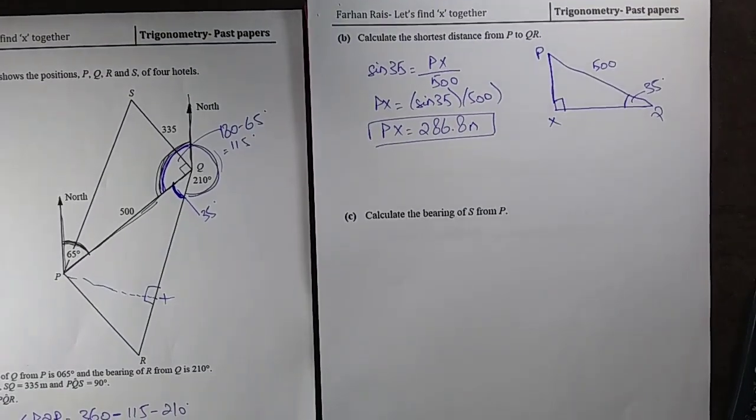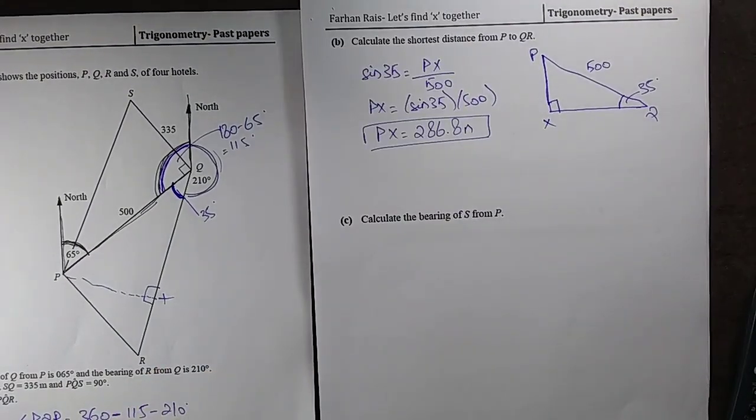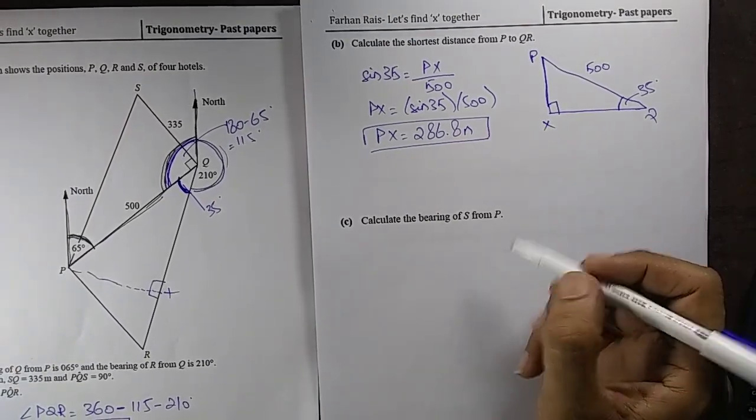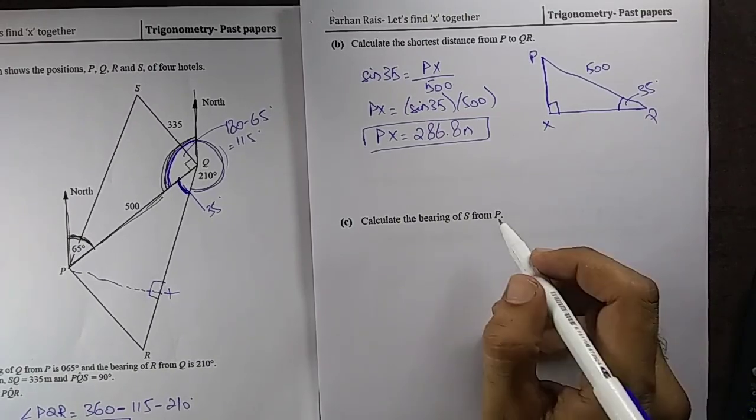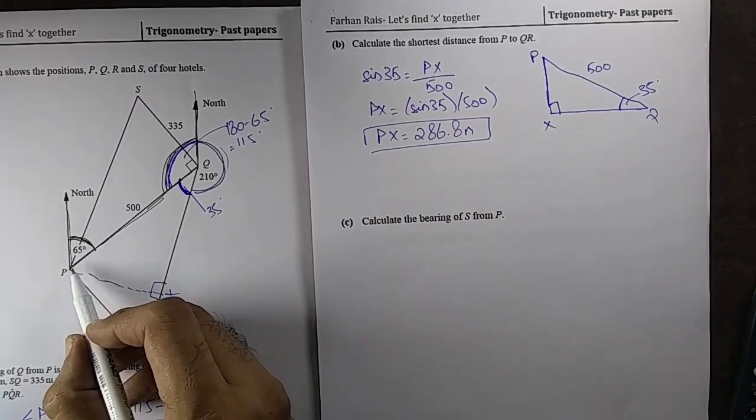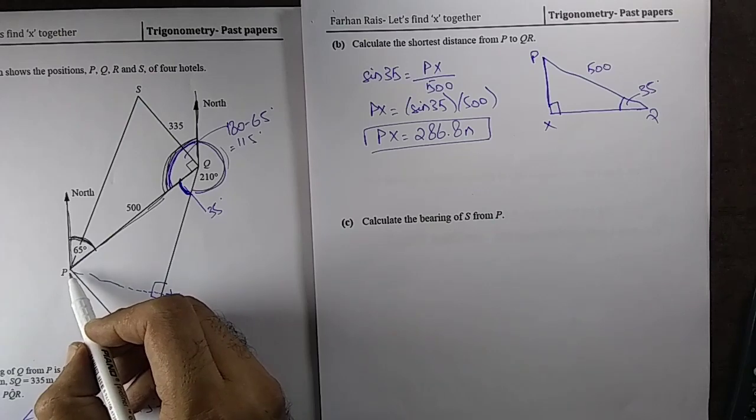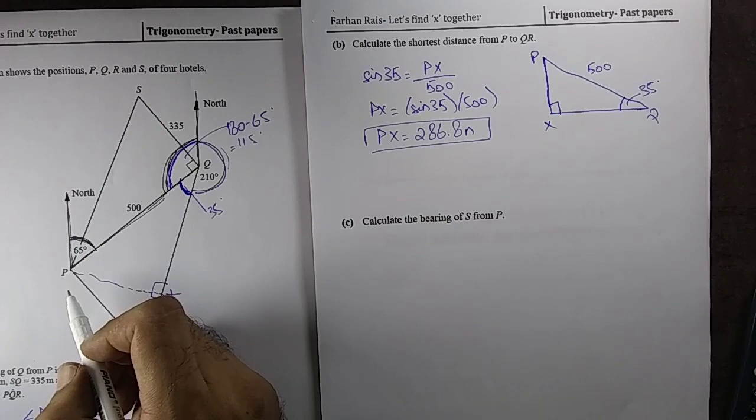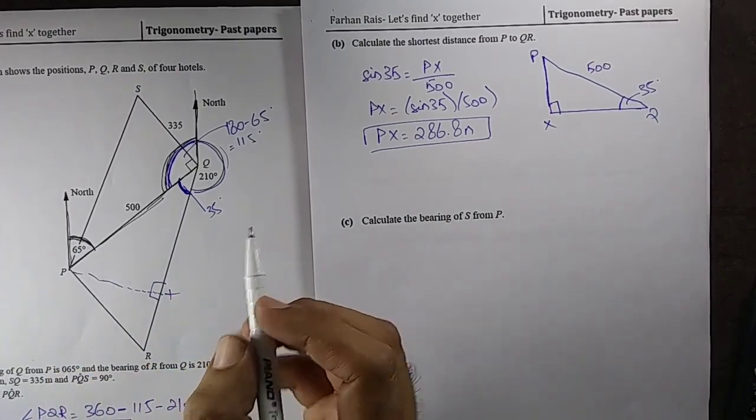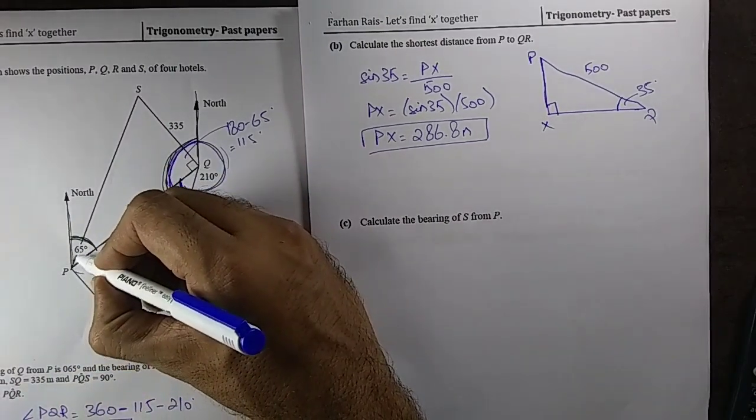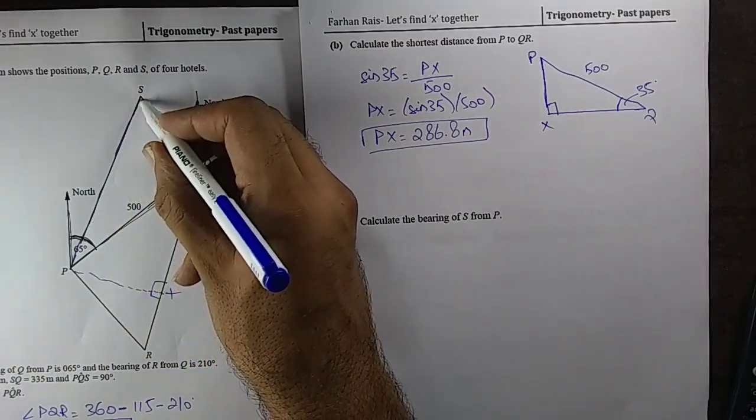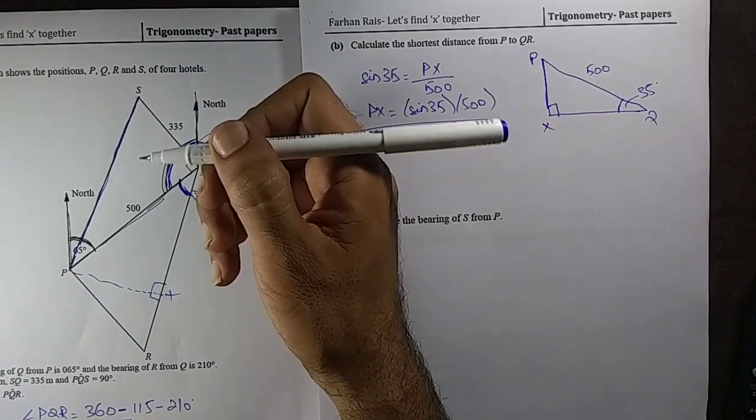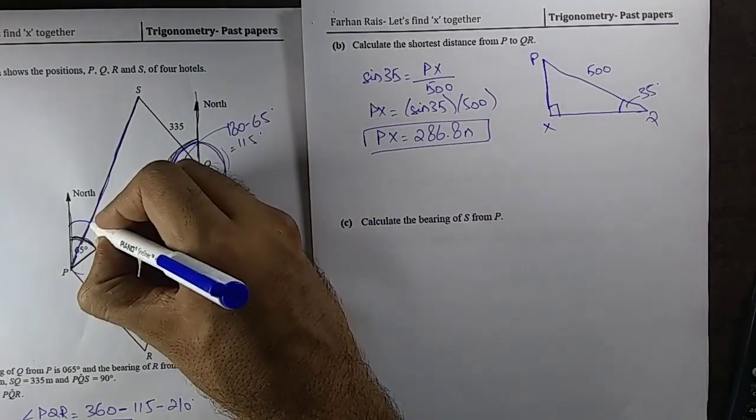In the next part, we have to find the bearing of S from P. Now to find the bearing of S from P, we should have a north at the point P. Here in this figure, you can already see that we have a north at point P. And there has to be a connecting line between S and P. Here we can see that the connecting line is already present between S and P. So the bearing to be calculated would be this angle.